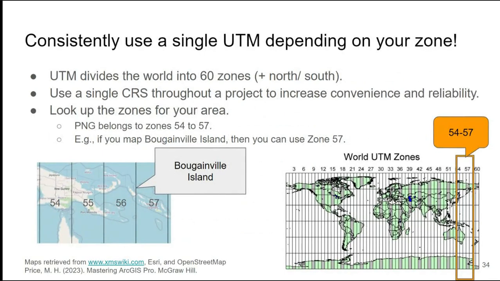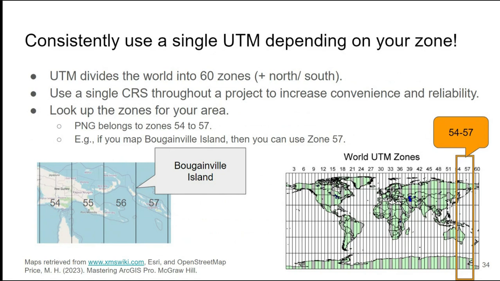UTM, or Universal Transverse Mercator, can minimize the distortion. Please consistently use a single UTM depending on your zone. The UTM splits the world into 60 zones plus north and south. Please use a UTM zone throughout your project to increase convenience and reliability.